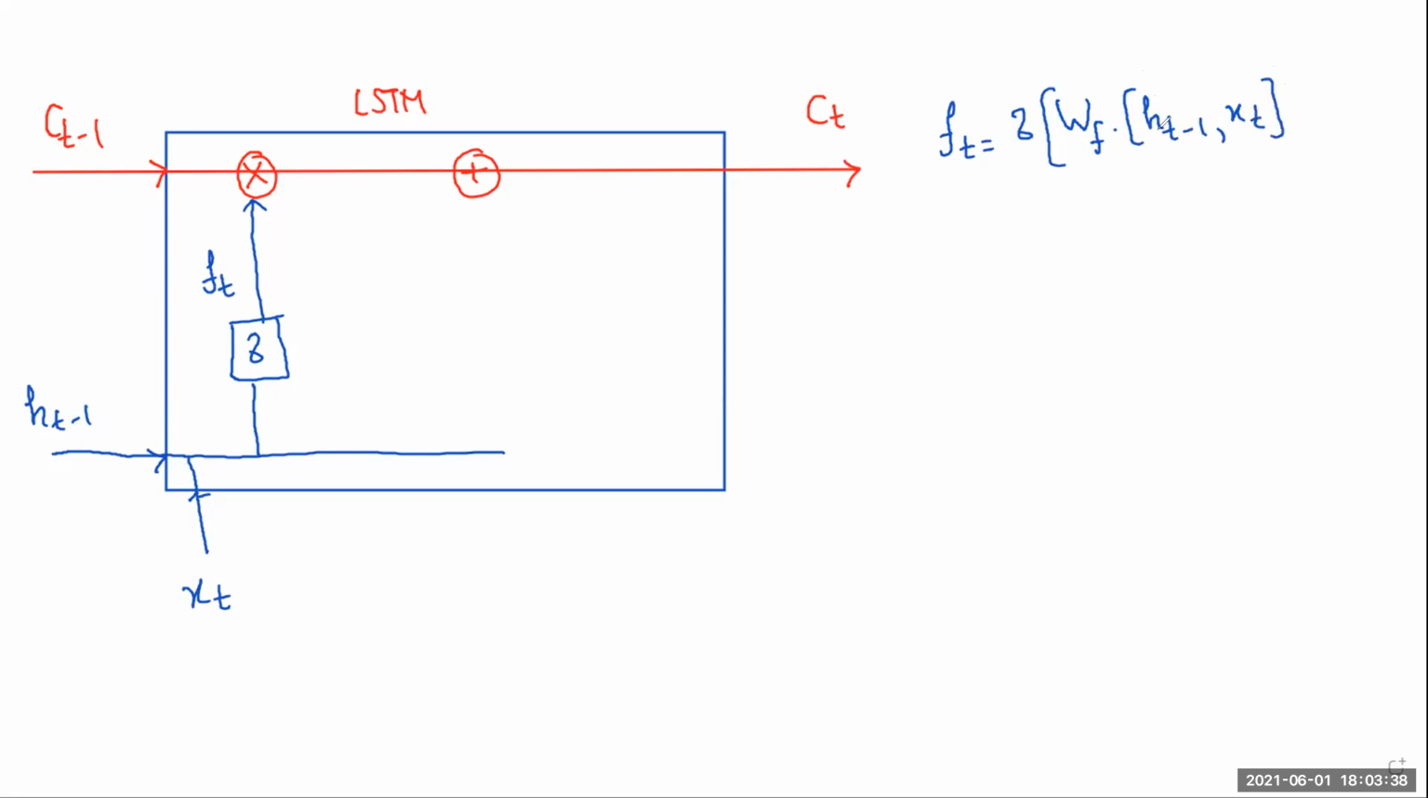Don't worry about the sizes. I will explain in detail how to compute the sizes of these matrices and so on. And then you add bias. I call it b subscript f, for forget. And that's it. Now, why do we need a forget gate?